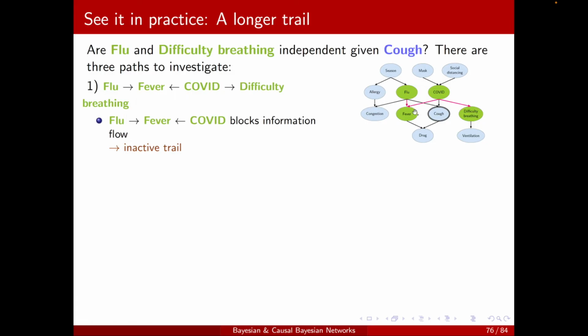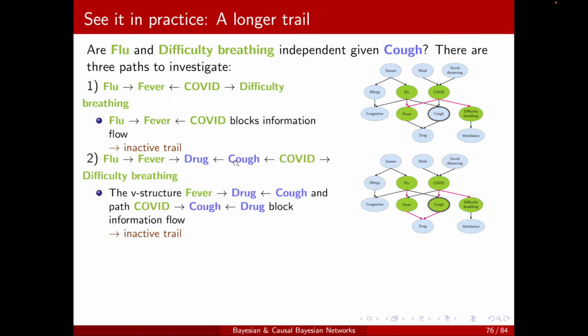So the first one is this. Is this active or inactive? Well, it's inactive because here the V structure is not observed, the node fever, or its descendant. So it's inactive. Good, this is blocking information. The other one is this. We have this trail here, and cough is observed. So this is of course blocked as well because this is not a V structure and it is observed.